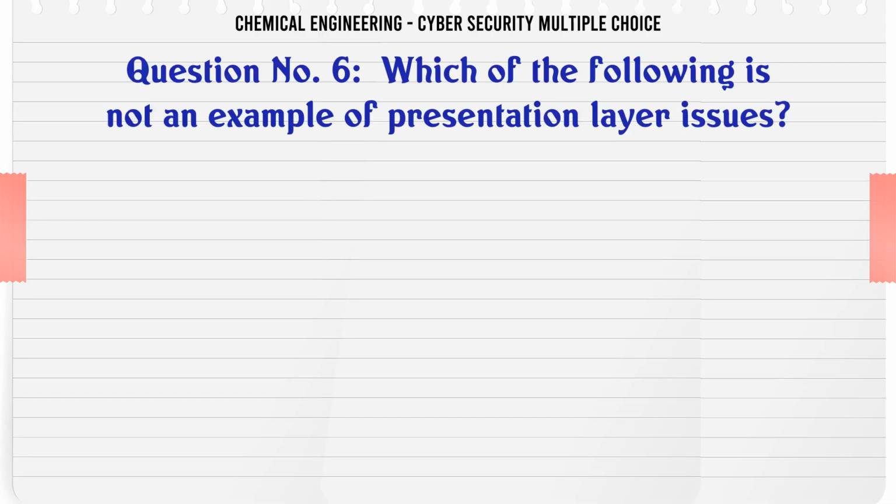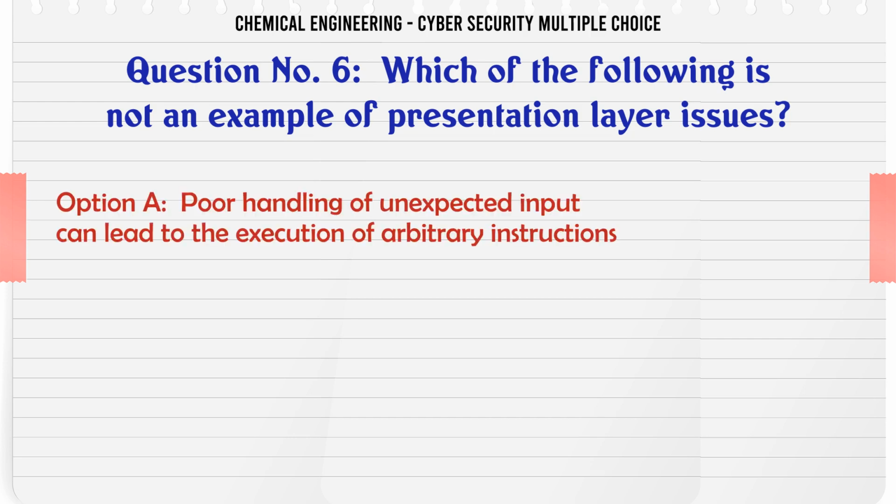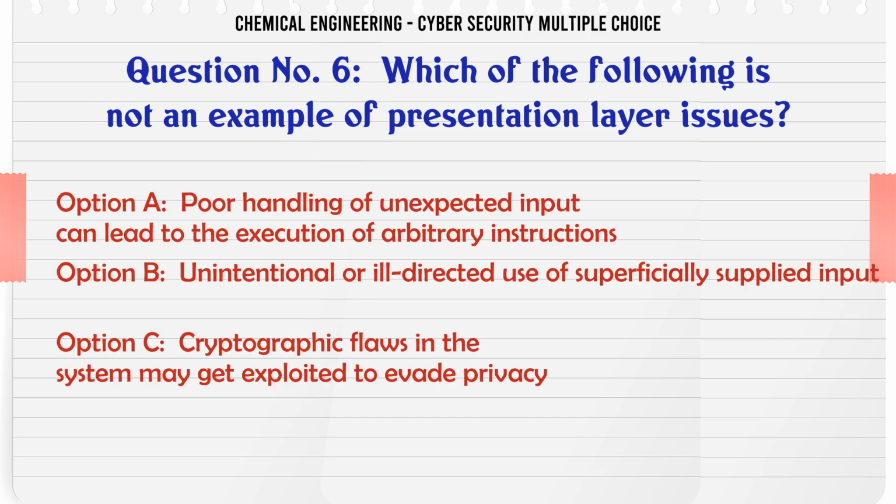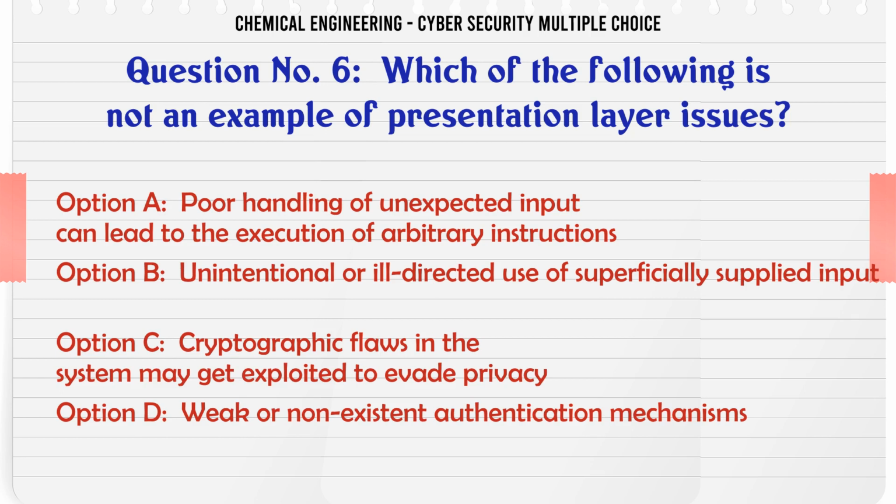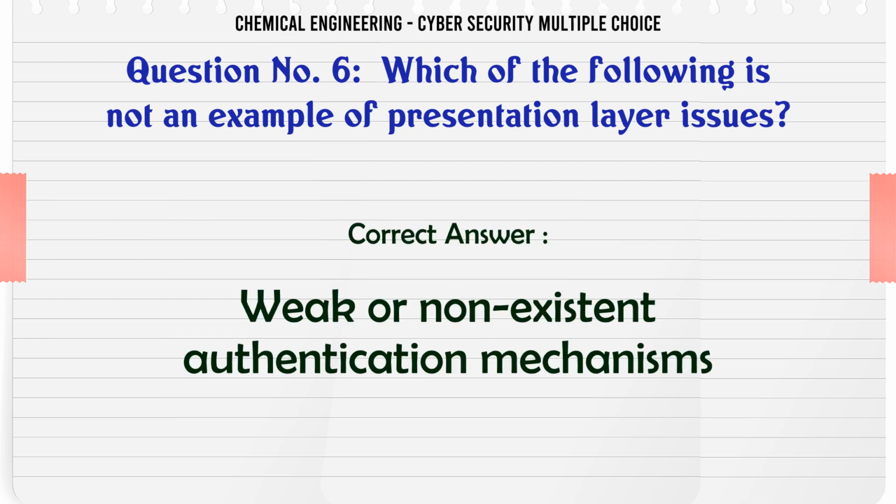Which of the following is not an example of presentation layer issues? A. Poor handling of unexpected input can lead to the execution of arbitrary instructions. B. Unintentional or ill-directed use of superficially supplied input. C. Cryptographic flaws in the system may get exploited to evade privacy. D. Weak or non-existent authentication mechanisms. The correct answer is weak or non-existent authentication mechanisms.